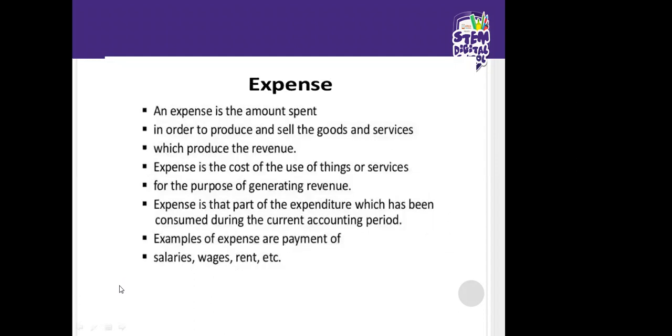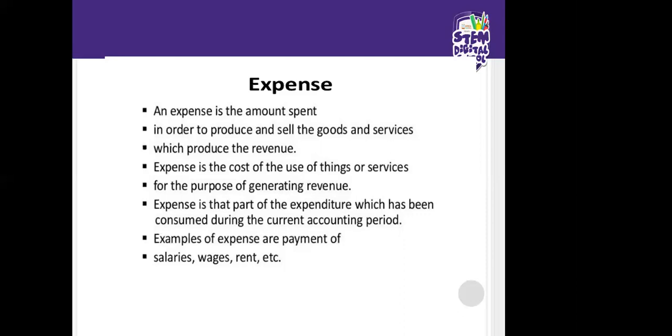Right, expenses. An expense is the amount spent in order to produce and sell the goods and the services which produce the revenue. Expense is the cost of the use of things or services for the purpose of generating revenue. Expense is that part of the expenditure which has been consumed during the current accounting period. And examples of expenses are payment of salaries, wages, rent, etc.